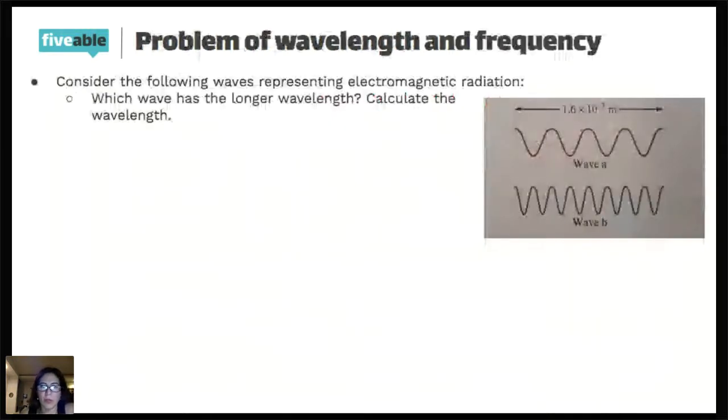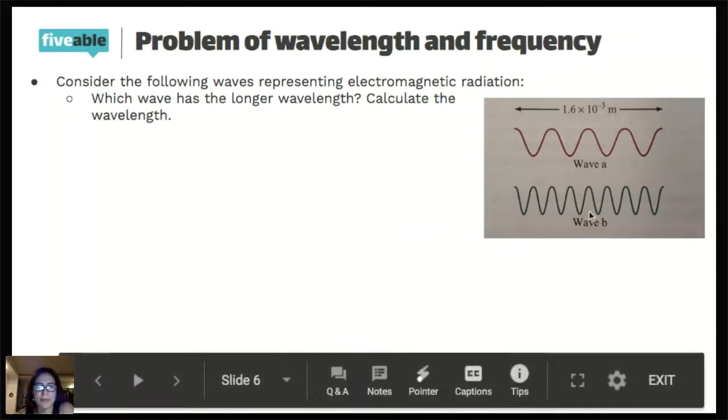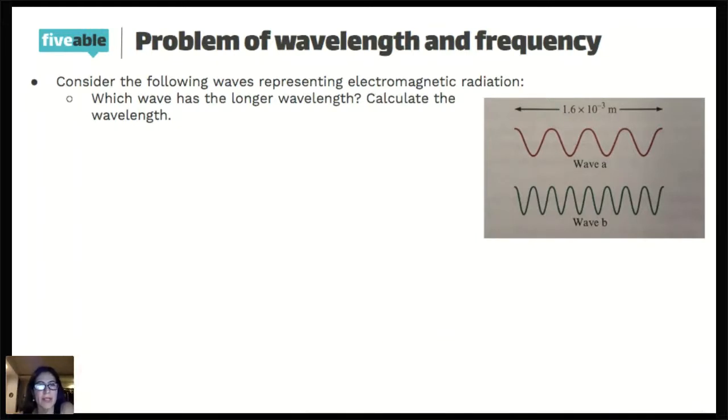Okay, so we're going to practice a problem of wavelength and frequency. Imagine that you have these two waves that represent some sort of electromagnetic radiation. If they ask us which wave has a longer wavelength, well, obviously it's the red one because we can see it in the diagram right here. But then they ask us to calculate the wavelength. So this is the only information that we have.